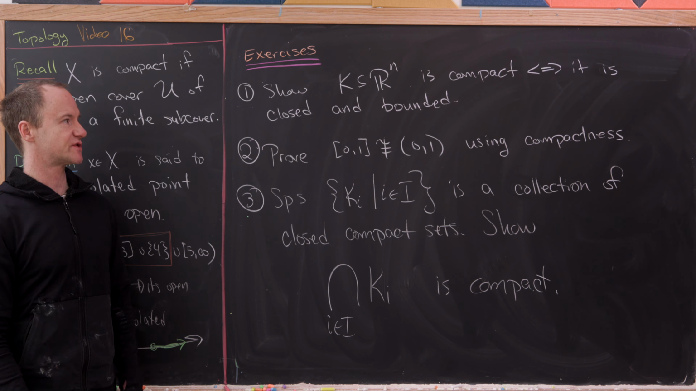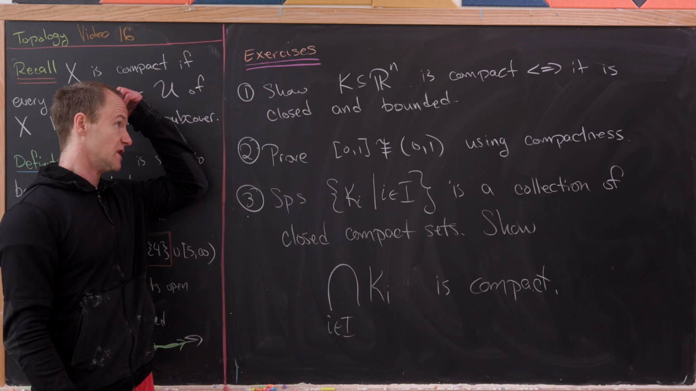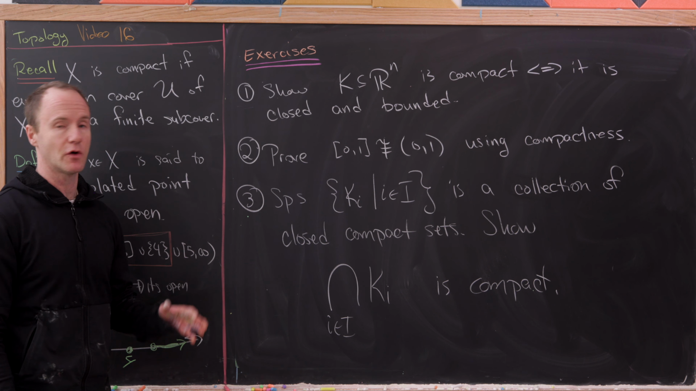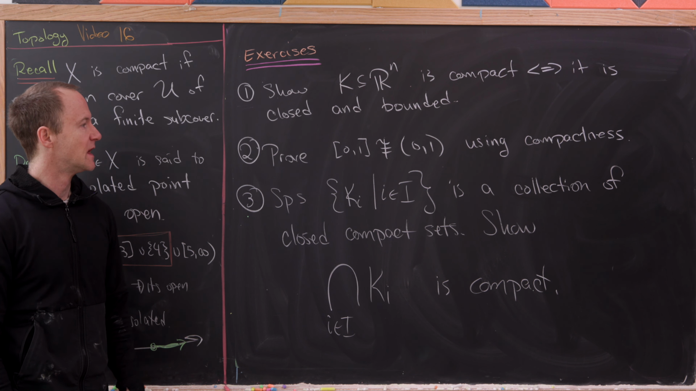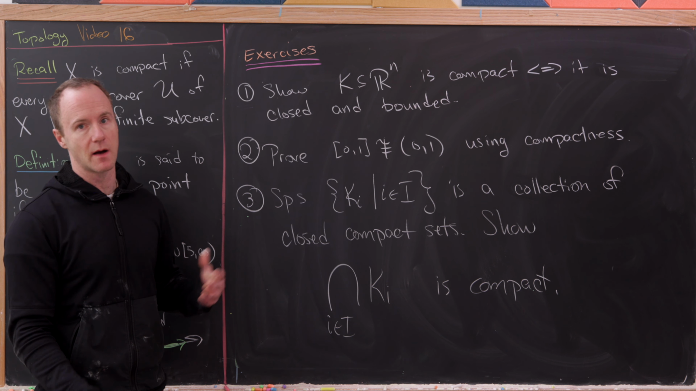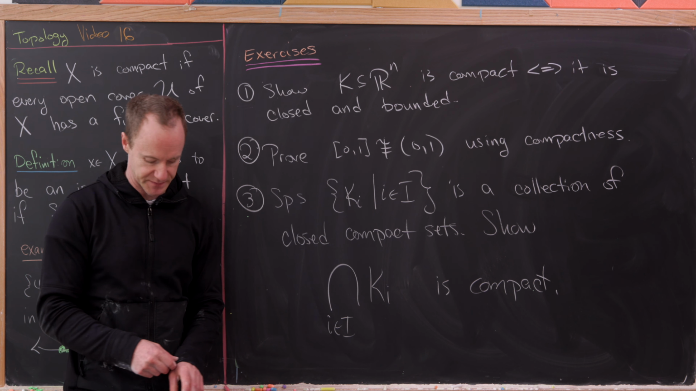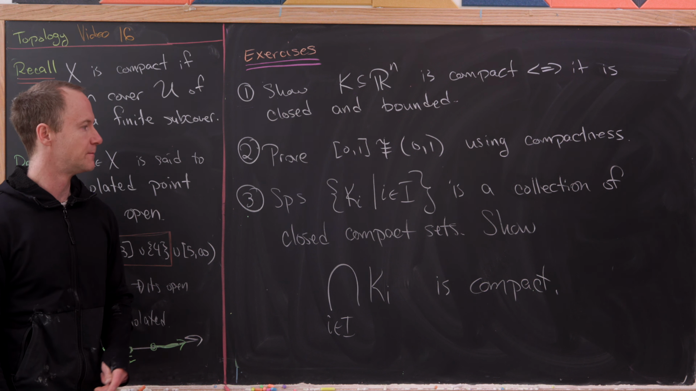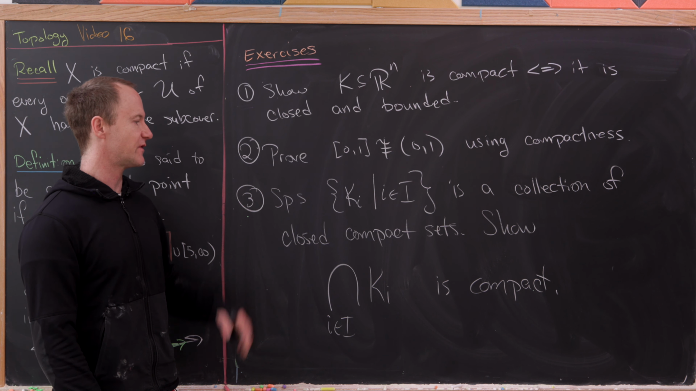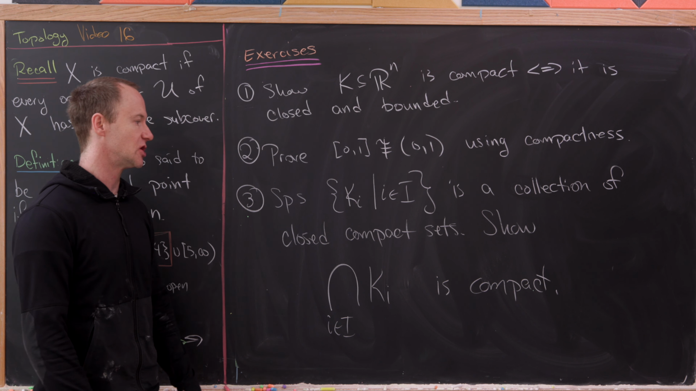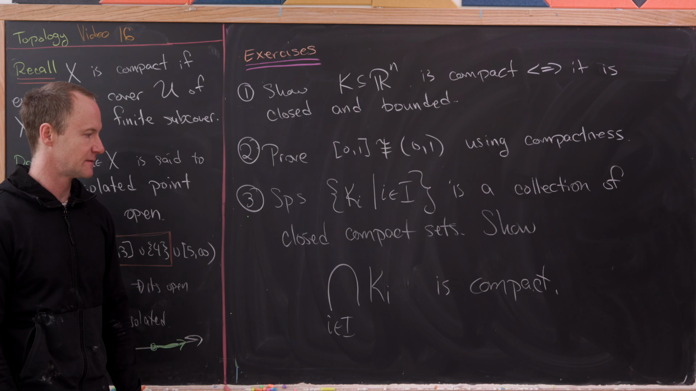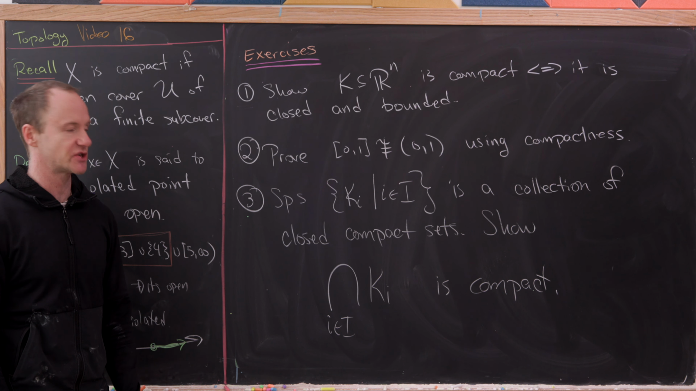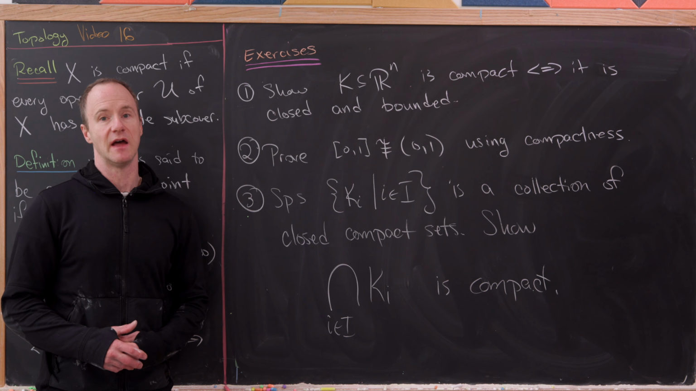All right, so here are some exercises based off what we just saw. First, let's prove that a subset of R^n is compact if and only if it's closed and bounded. Next, let's prove using a compactness argument that the closed interval from 0 to 1 is not homeomorphic to the open interval from 0 to 1. And then finally, let's suppose that we've got a collection K_i of compact sets. Then let's show that the intersection of this collection is also compact. And that's a good place to stop.